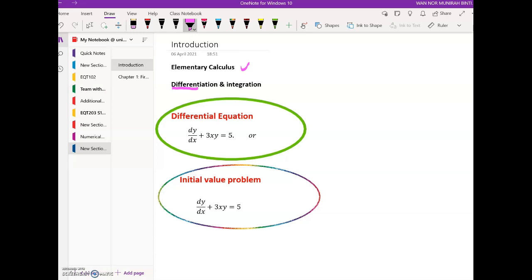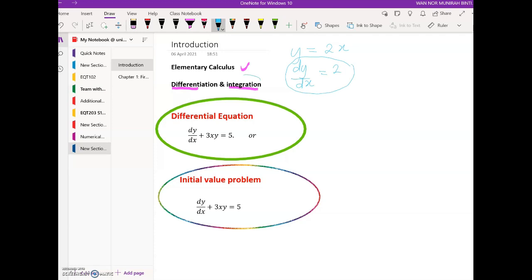Okay, differentiation and integration. For example, if you have a function y as a function of x, y equals 2x, and you want to find the first derivative of y, or the slope of the tangent line of the curve y, what you need to do is find dy/dx. Differentiating y with respect to x on the left hand side of your equation gives you dy/dx, while differentiating 2x on the right hand side gives you 2. So this is differentiation.